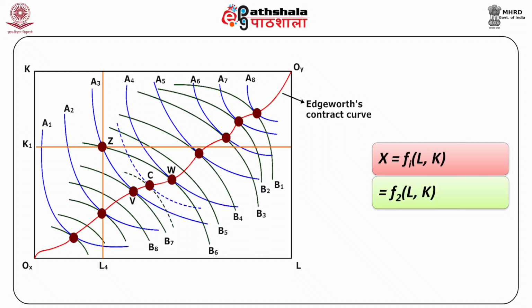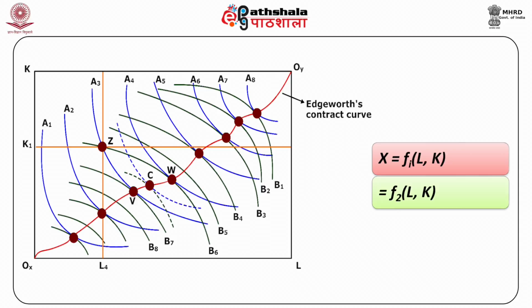That is, let us consider something like V. At V, what do we see? That at V, A3, which is the isoquant for X, is perfectly tangential to B7. So we have another point which is showing the tangency between the two isoquants. Similarly, we can draw a large number of points.